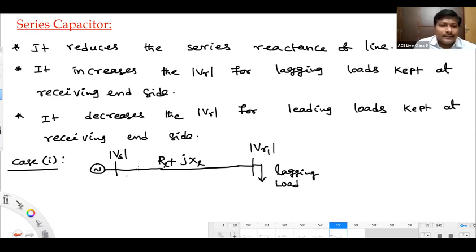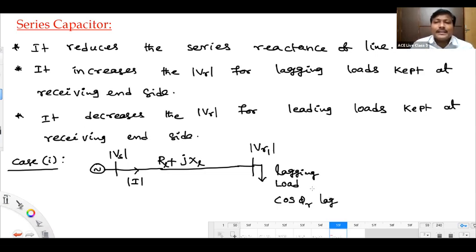Okay, next thing. Current flow in the transmission line is I. Lagging load we said at the receiving end side. Now, let us say the power factor of this load, or you can call it the receiving end power factor, is cos phi r lagging. Just look at this diagram.